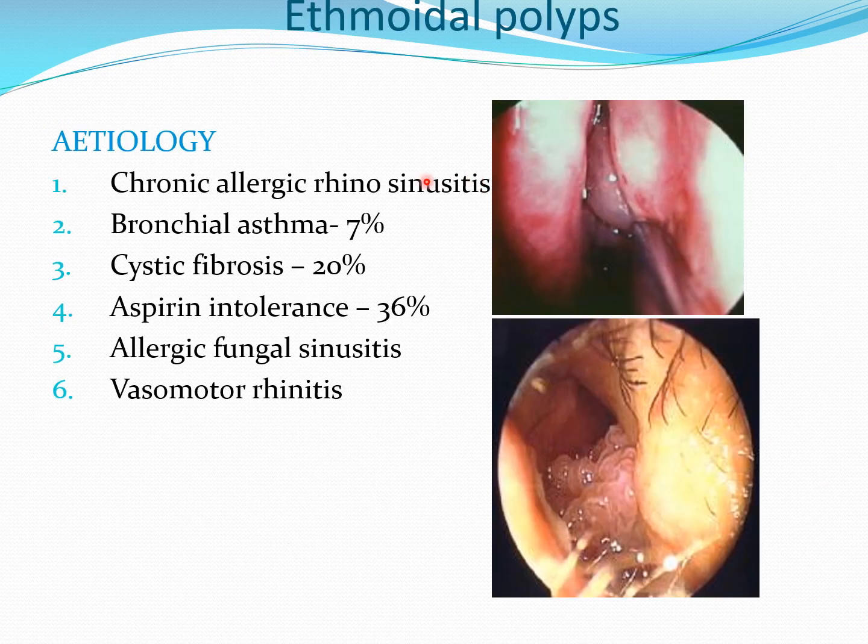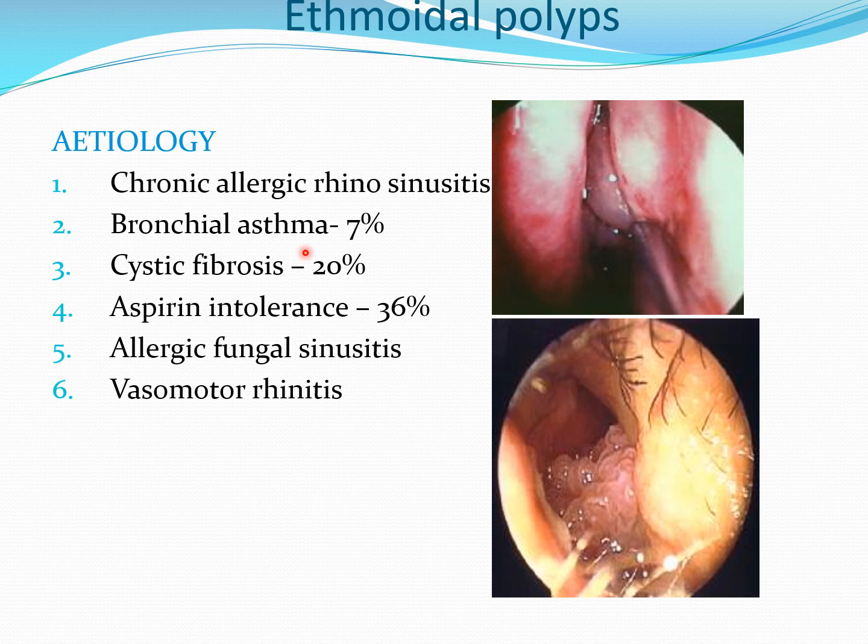So in cases of ethmoidal polyp, allergy is the etiological factor. So there will be signs and symptoms of allergy. So it is usually seen in allergic patients. Asthma is also related to allergy. So the patient will also have a history of asthma. Family history of allergy will be positive.